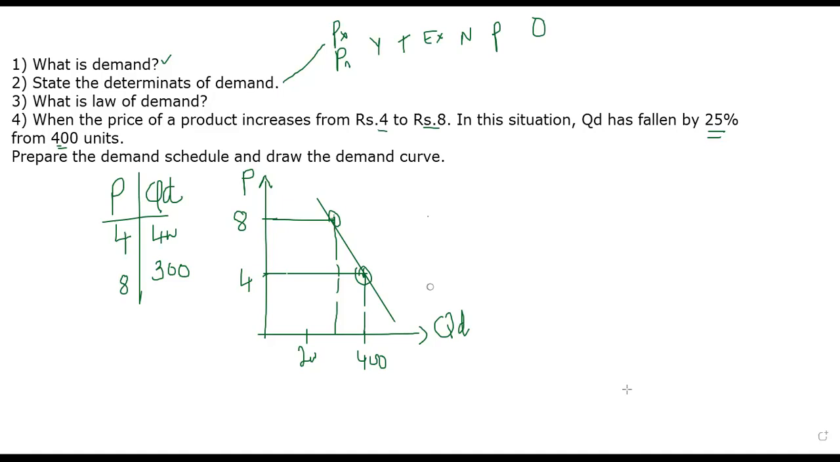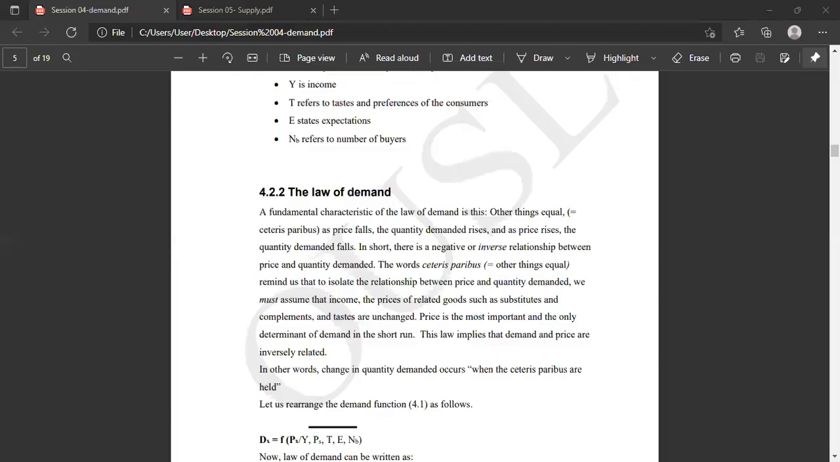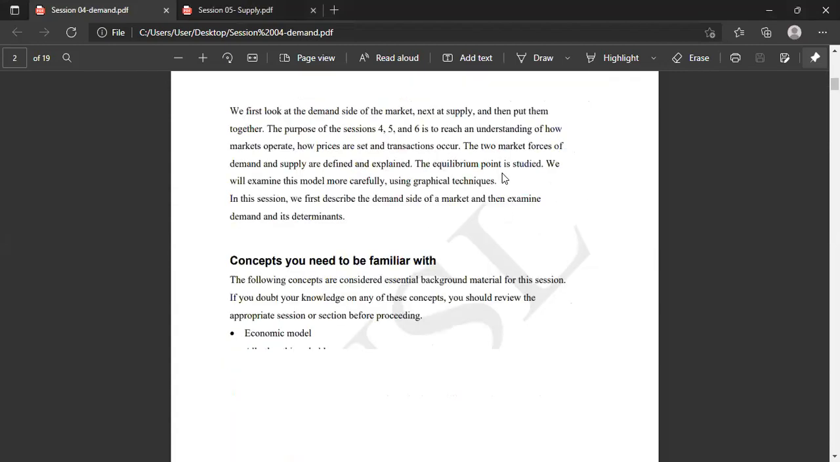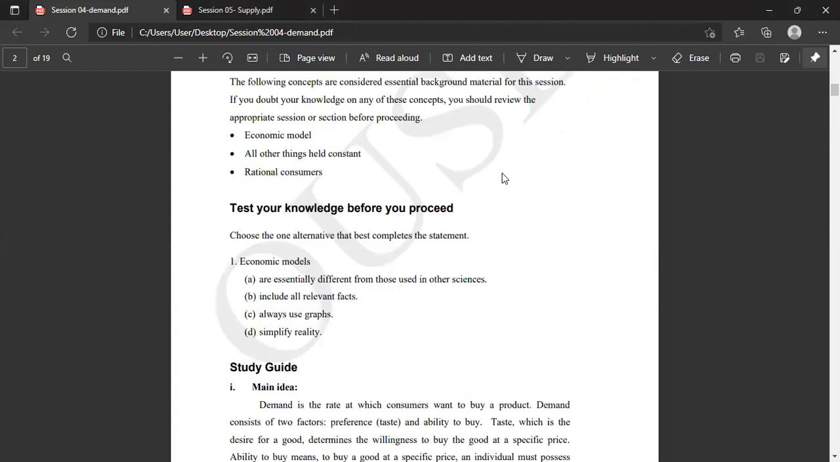I think there is no problem in drawing this. It's very much a basic matter. Right. Now, listen very carefully. According to your text, you can remember we have studied the meaning of market.